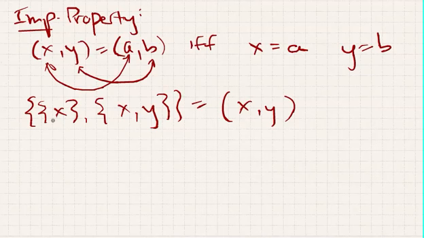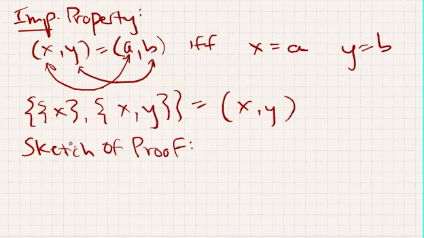So I can sketch a proof. Okay, so going this direction is easy. The first direction is easy because if we have that x is equal to a and y is equal to b, then we really just substitute in the x for a in here and then the y for b in here, and we get that this condition holds.